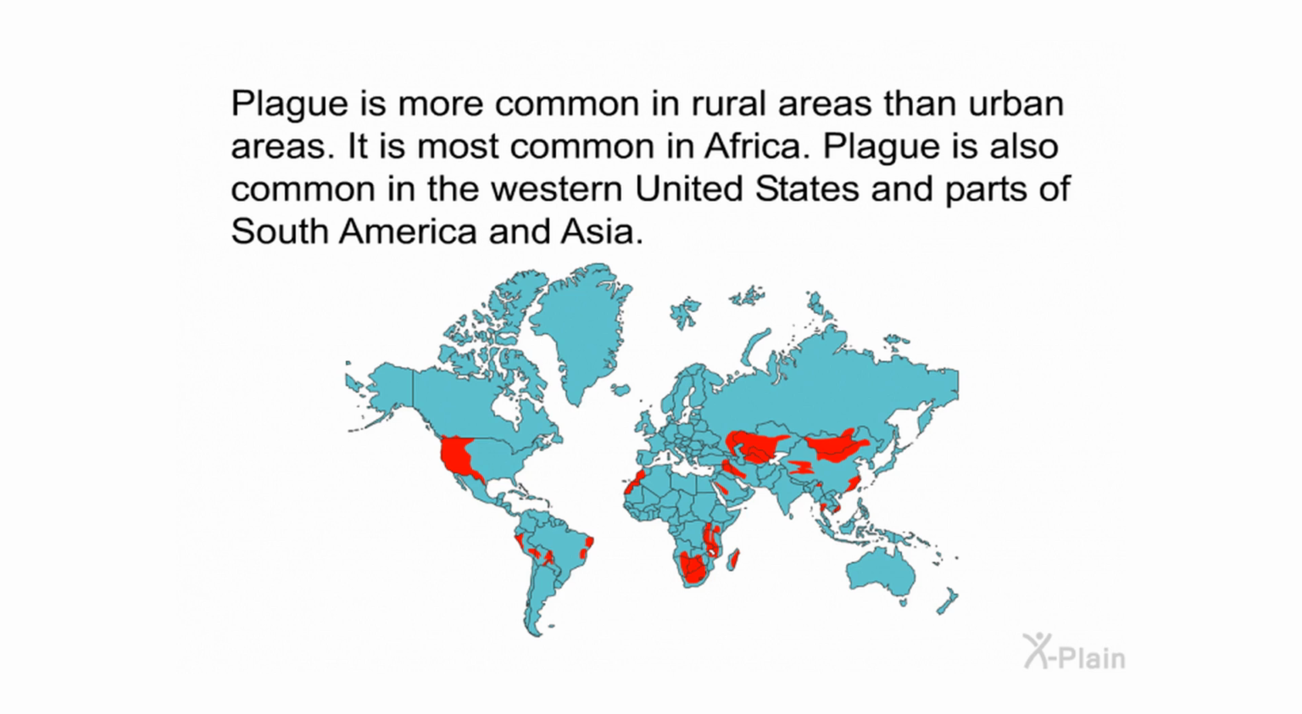Plague is more common in rural areas than urban areas. It is most common in Africa. Plague is also common in the western United States and parts of South America and Asia.